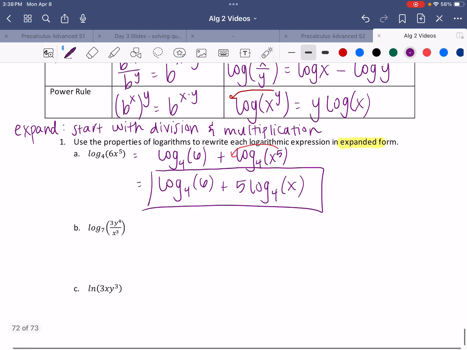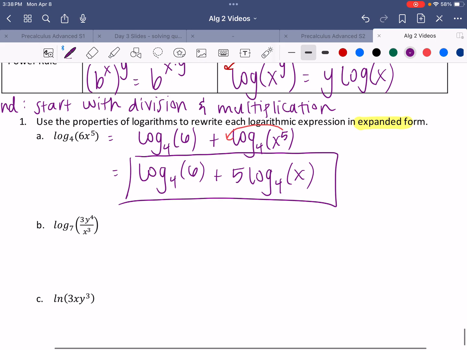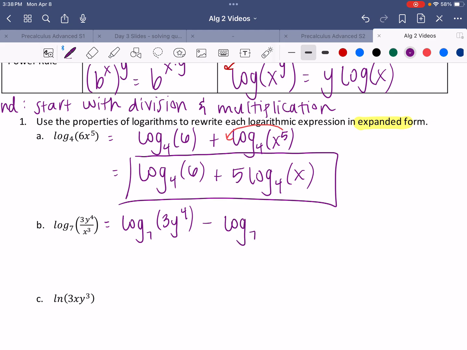Okay, let's try another one. So on B, it says the log base 7 of 3y to the 4th over x cubed. So when I see division, I start with that and separate it into two logs that are subtracting right away. Please don't forget to write your base. So log base 7 of 3y to the 4th minus log base 7 of x cubed.